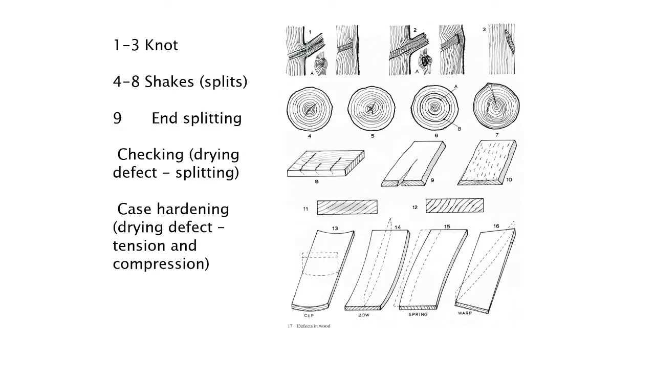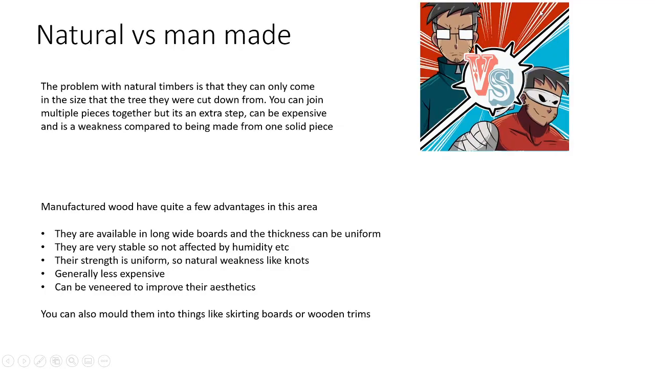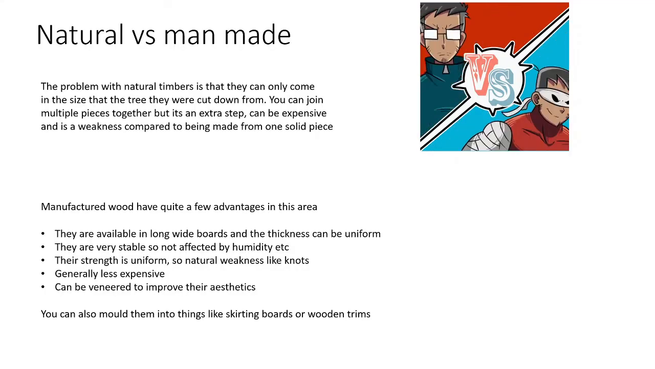I've talked about a few different terms there, and these are examples of what I'm talking about. Things like splits, and then cupping, bowing, and warping, which is where the material dries on one side and not the other, and it ends up curving. You've also got knots, which is essentially where the branches are. So those are natural timbers.